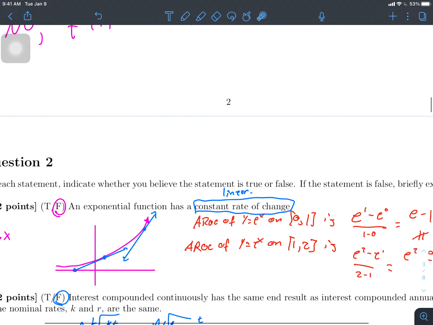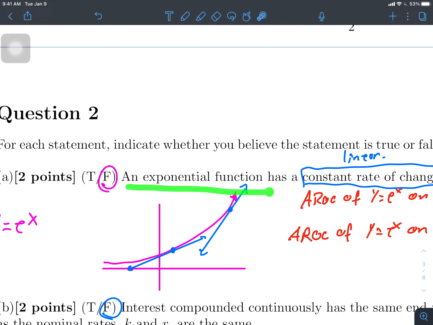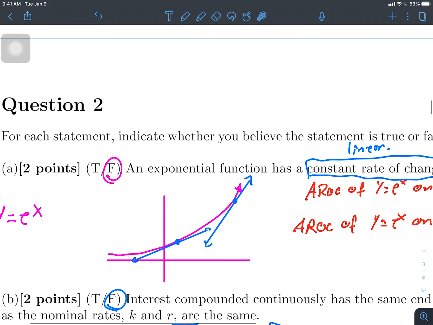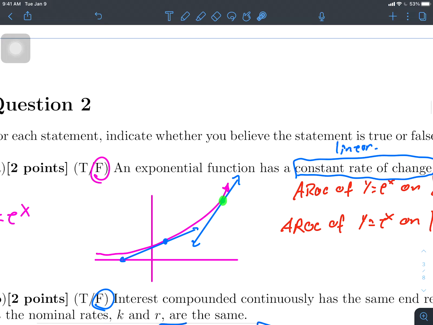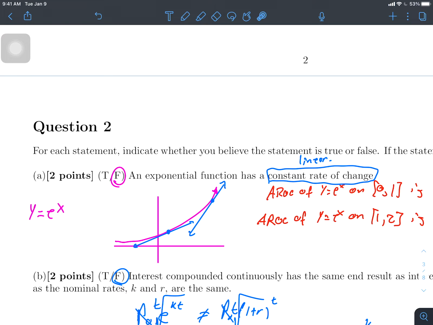Or I could view it in a couple different ways, right? I could also view it from the graph. Well, I know an exponential function looks like this pink line here. And I can see that the rate of change at this point is equal to the slope of this tangent line, and the rate of change at this point is equal to the slope of this tangent line, and I can see that these slopes are clearly different from one another. So that would be a graphical argument for why an exponential function has a non-constant rate of change.